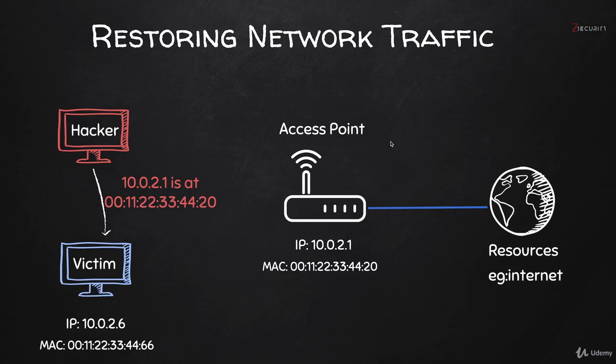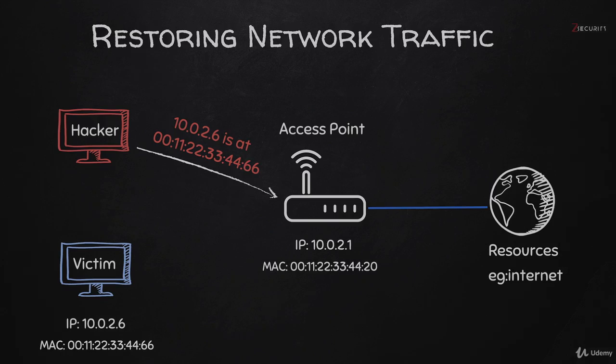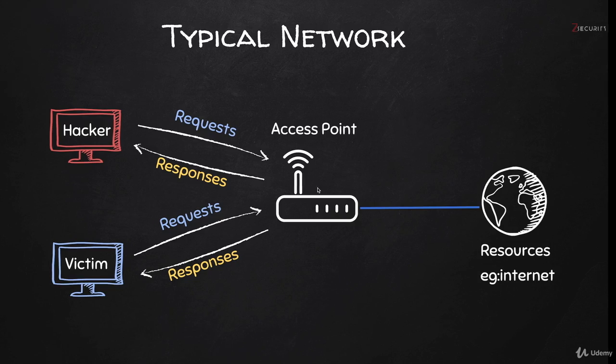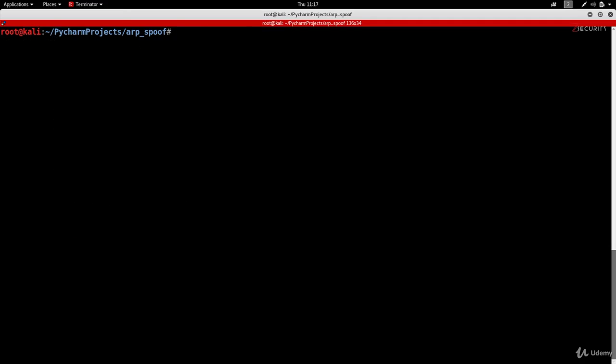So what we're doing is we're basically sending this message right here and this message right here, fixing the ARP tables of both clients. And this will bring my network back to the default settings, and it's gonna look like this, so that the victim and the router will be directly communicating with each other. So let's go and test this. I'm gonna save this, go down here, clear the screen, and run my code.